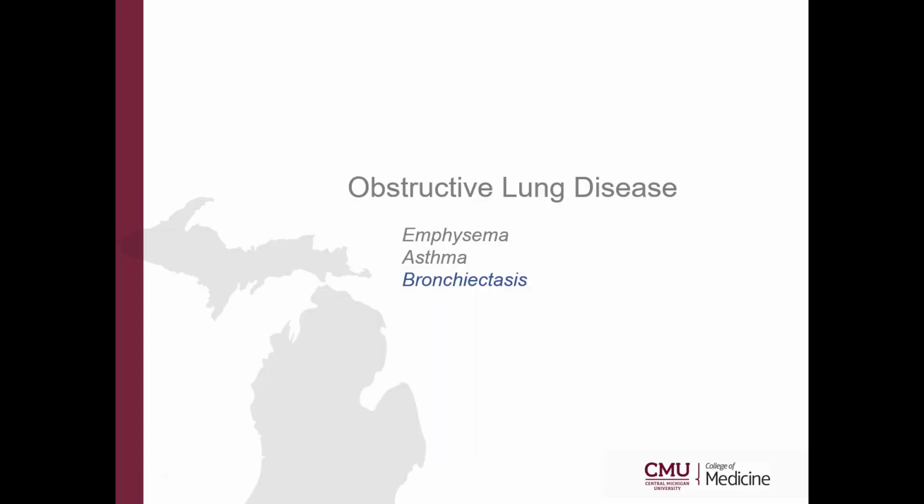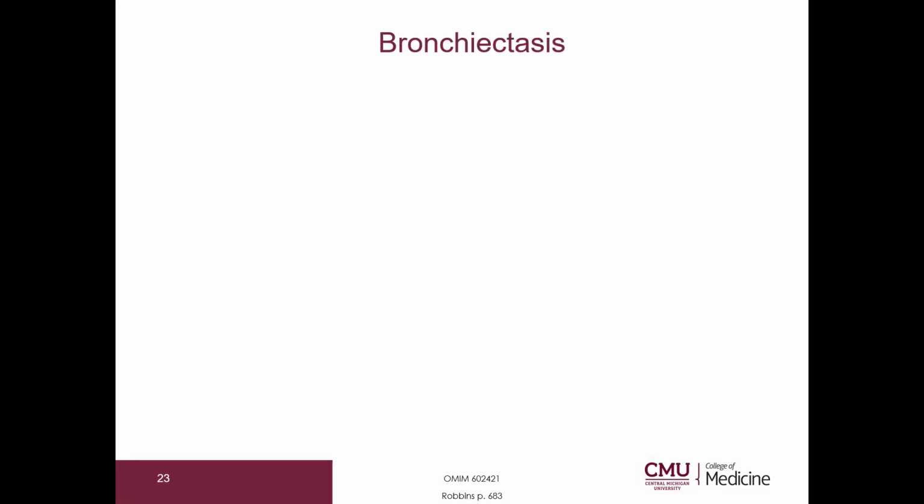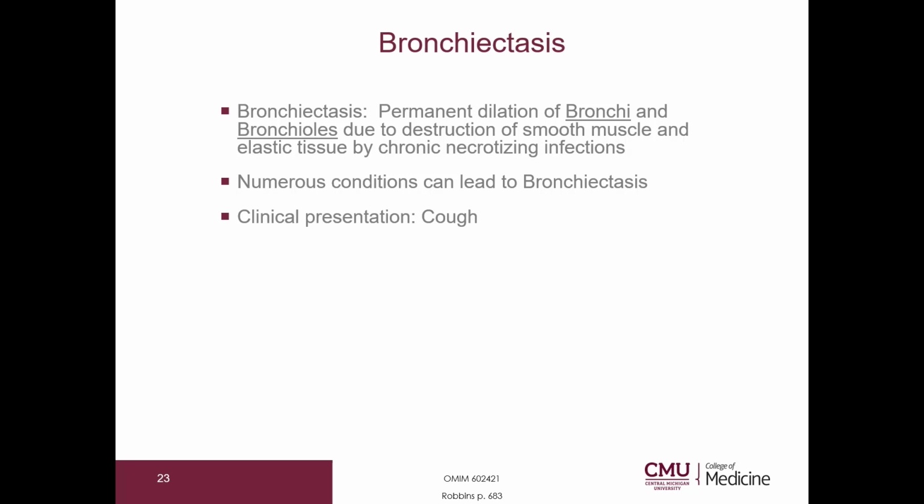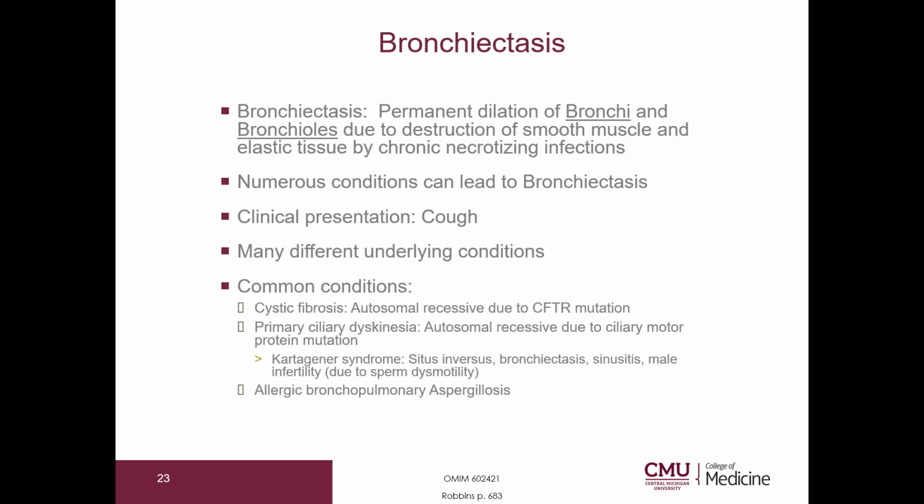Let's go on to bronchiectasis. Bronchiectasis is a permanent dilation of bronchi and bronchioles due to destruction of smooth muscle and elastic tissue by chronic necrotizing infections. There are numerous conditions that can lead to bronchiectasis. The clinical presentation is generally a cough. There are many different underlying conditions.